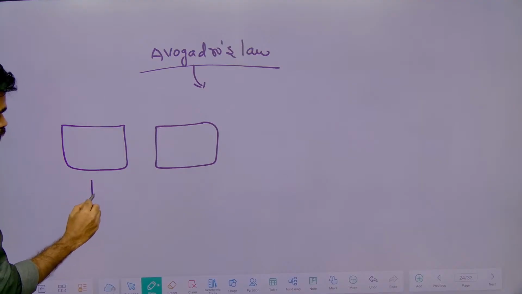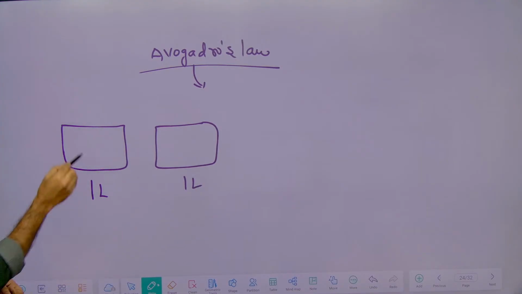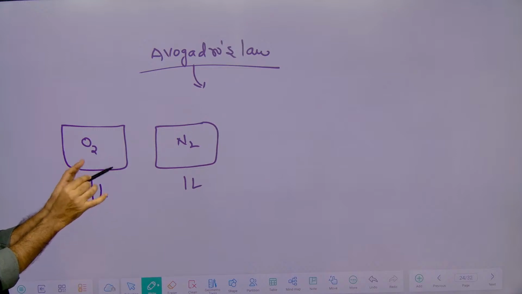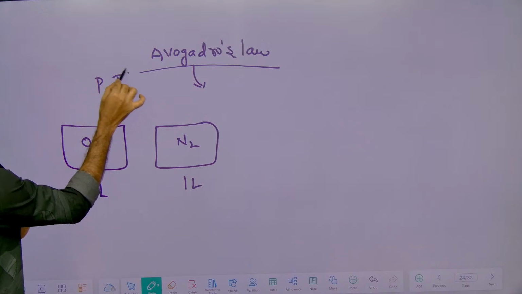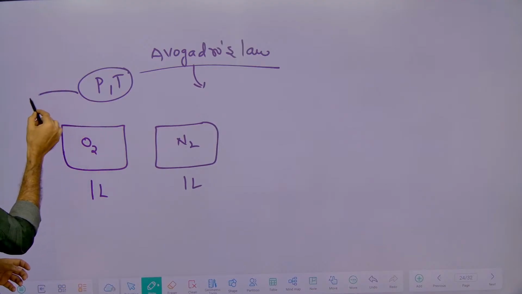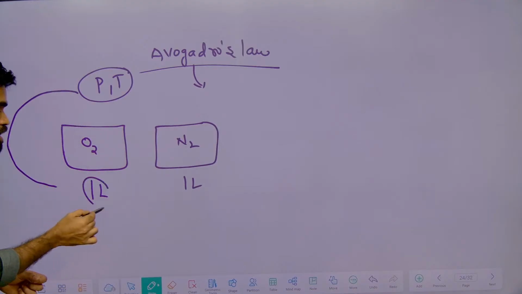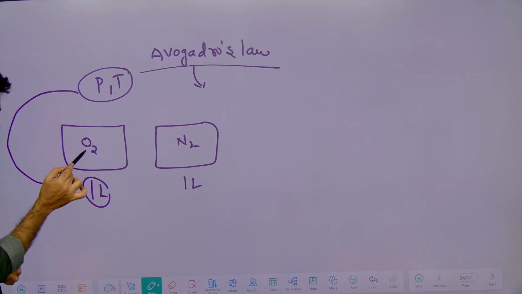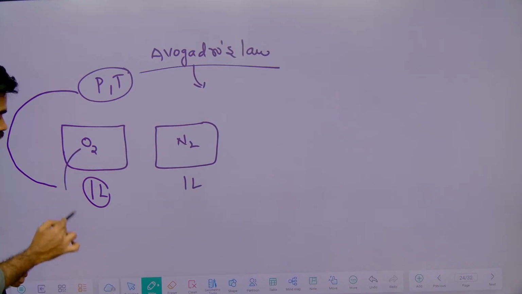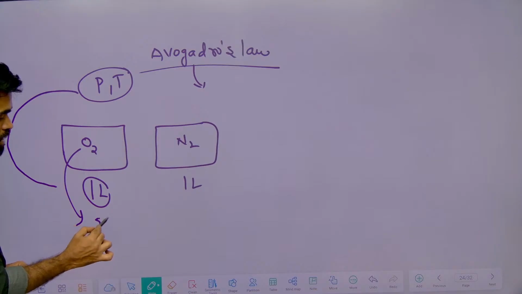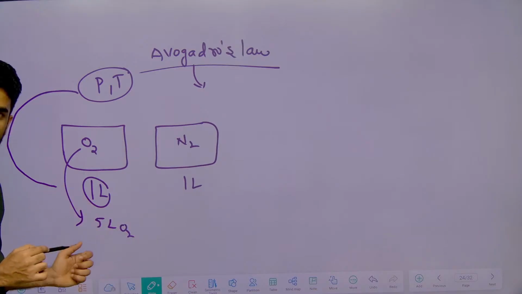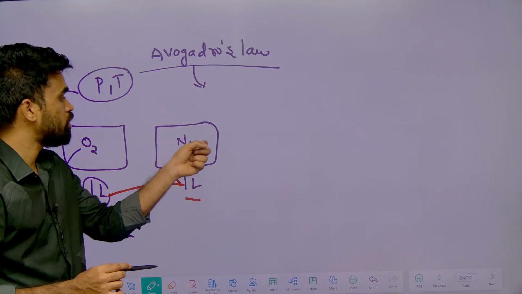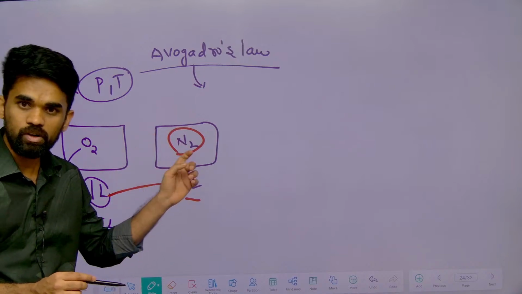Let us say the volume is 1 liter, here also 1 liter volume. Okay, but I have gas O2 here, and here something like N2. Measurements are done at the same temperature and pressure. So at constant temperature and pressure, equal volumes of any gas contain an equal number of molecules. For example, this container of 1 liter volume contains some 5 lakhs of O2 molecules. Then for the same volume, 1 liter, how many N2 molecules will be there here? Here also there will be 5 lakhs.